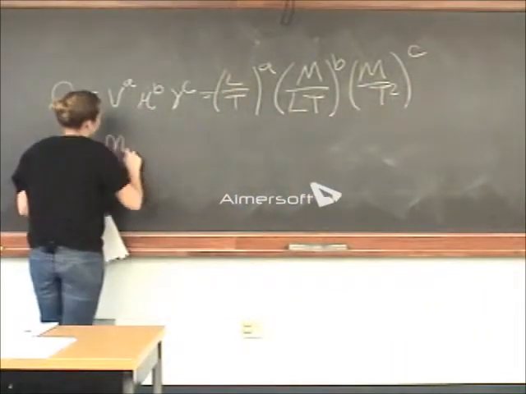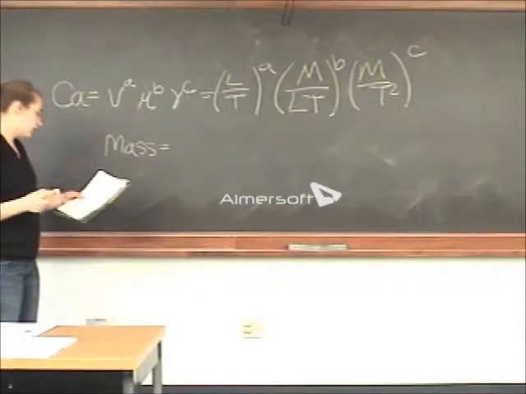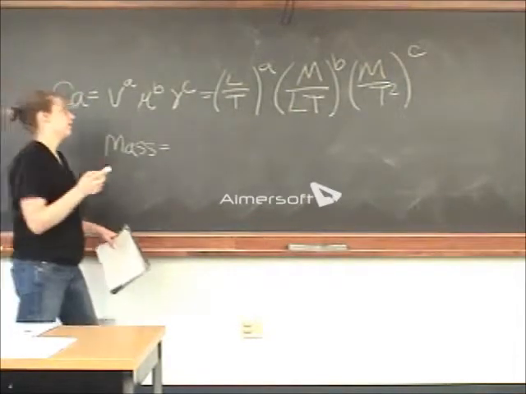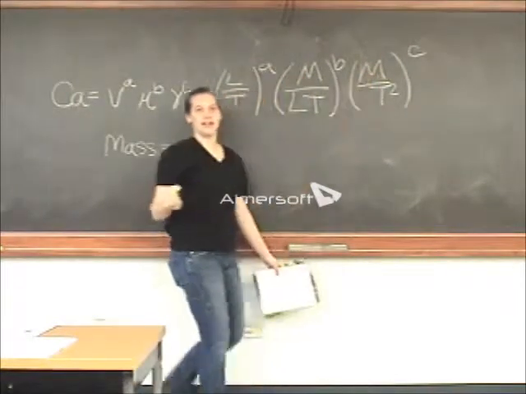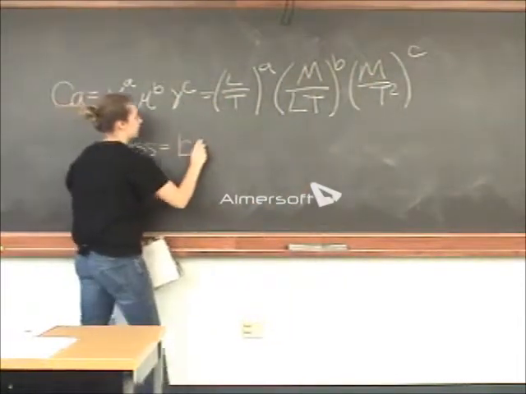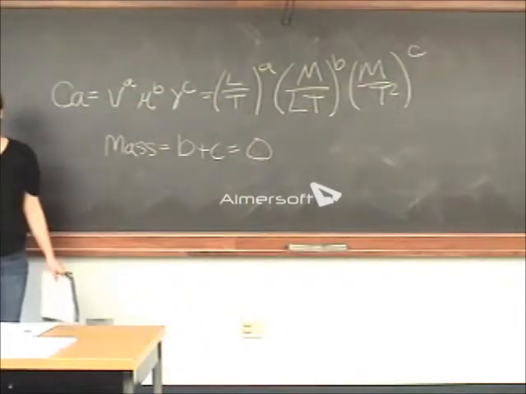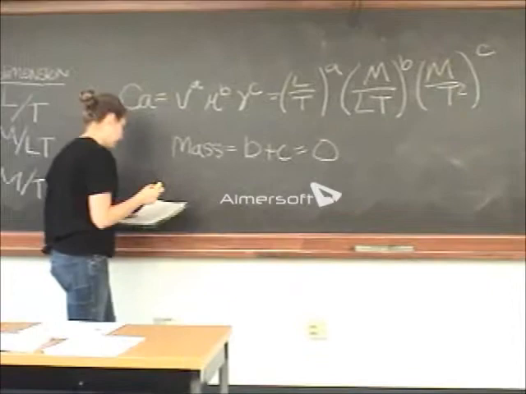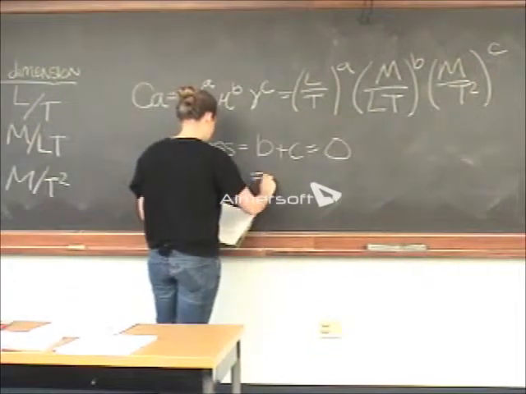So come over here and say my mass. And as far as this one goes, I know that there is a positive mass in this one and a positive mass in that one. So it's going to be B plus C equals 0. Right? Does that make sense? Two positives. Cool. Length. Can someone go ahead and shout out what the length equation should be?